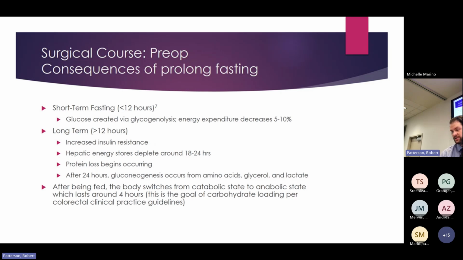After being fed, the body switches from a catabolic state to an anabolic state, which lasts around 4 hours, which is the goal of carbohydrate loading per the colorectal guidelines. There's a common misconception that we do it to stimulate gut motility, but there haven't been any studies in the colorectal population showing that it's actually effective. The biggest emphasis is that your body goes from a catabolic state to an anabolic state.